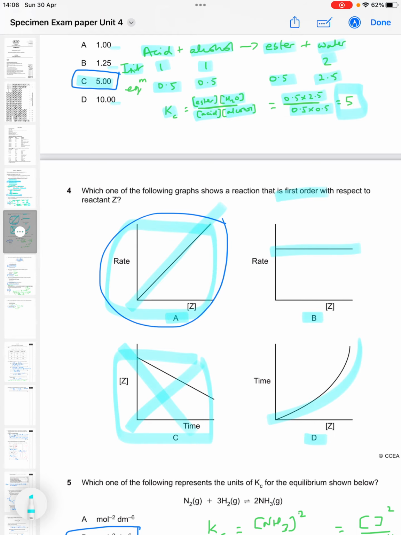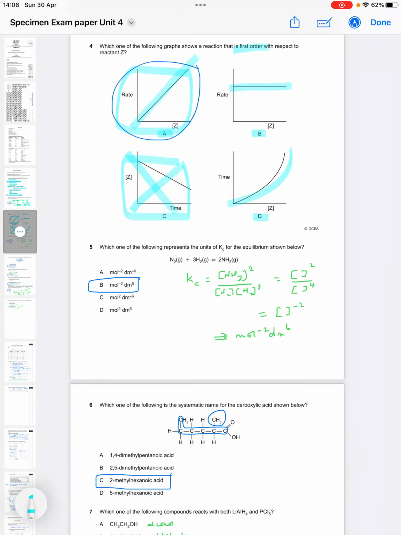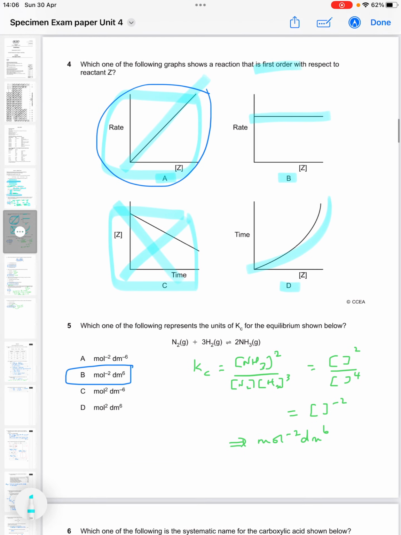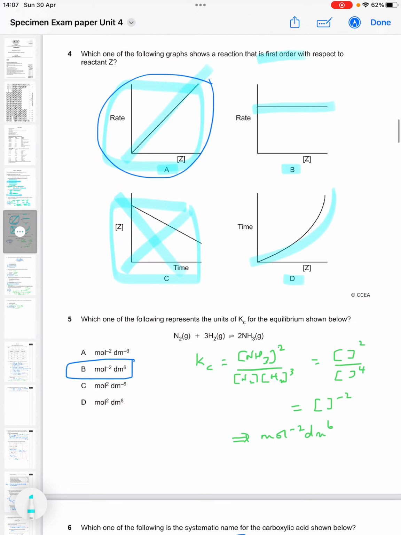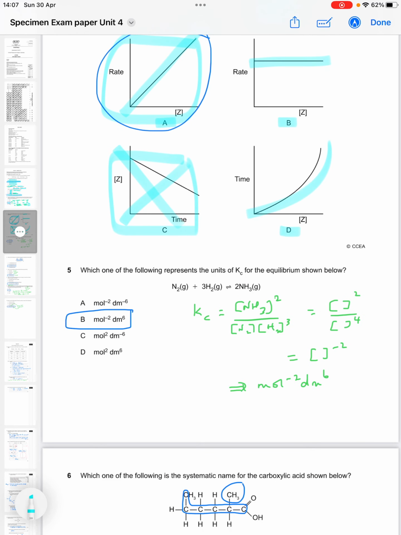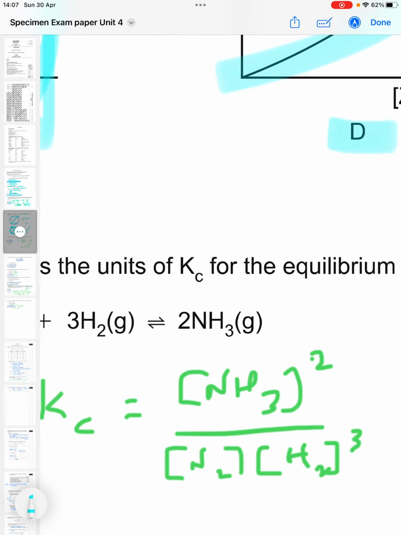So we know that first order, as you double the concentration, the rate doubles, so it is A. Just for completion there, B would be zero order, and D is more like a second order reaction. So you should know those, you should just be able to look at that and recognise the shape of the curve, but be careful, it can be tricky, so check the axes are correct.